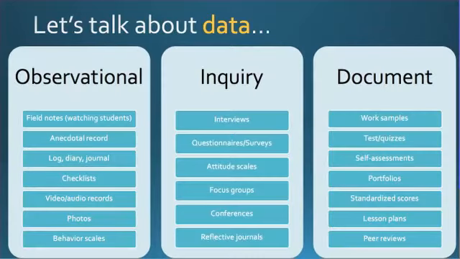So the next thing you want to start thinking about is data. And there's basically three forms of data that we can consider when we're doing research. One of them is observational data. So these are things like field notes, anecdotal records. So you had a conversation with a child and you might write something down, or you observe something. You might do a log, a diary, or journal.